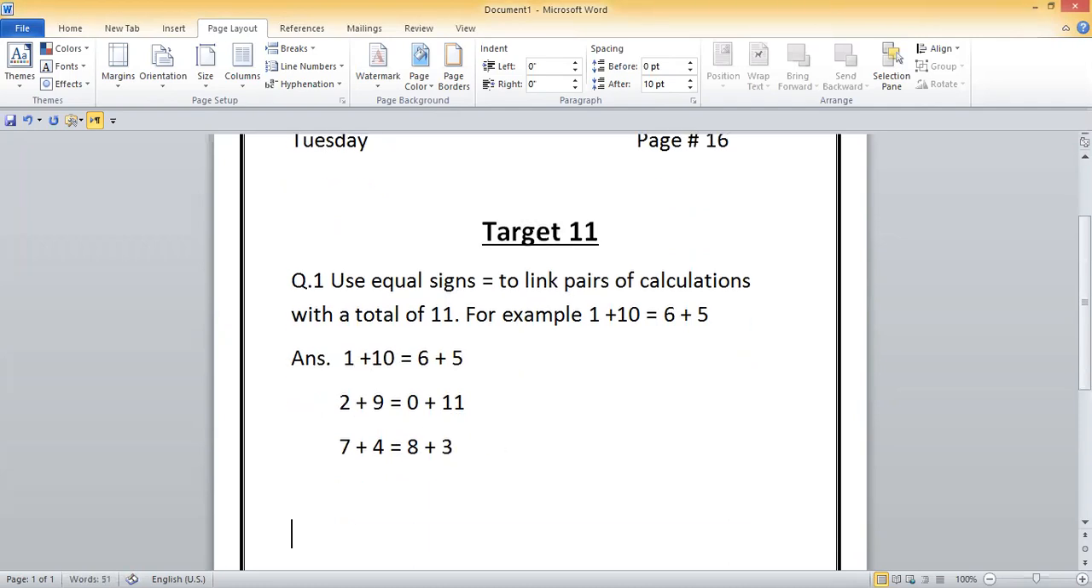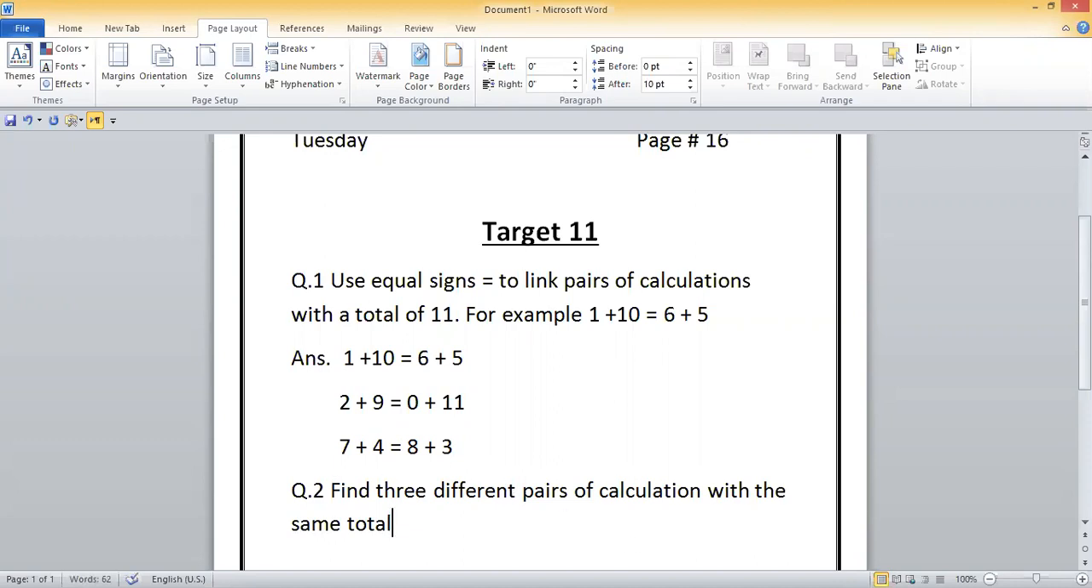Now we will write question number 2. What is question number 2? Okay, sir. Number 2: find 3 different pairs of calculation with the same total. Use the equal sign to link them.